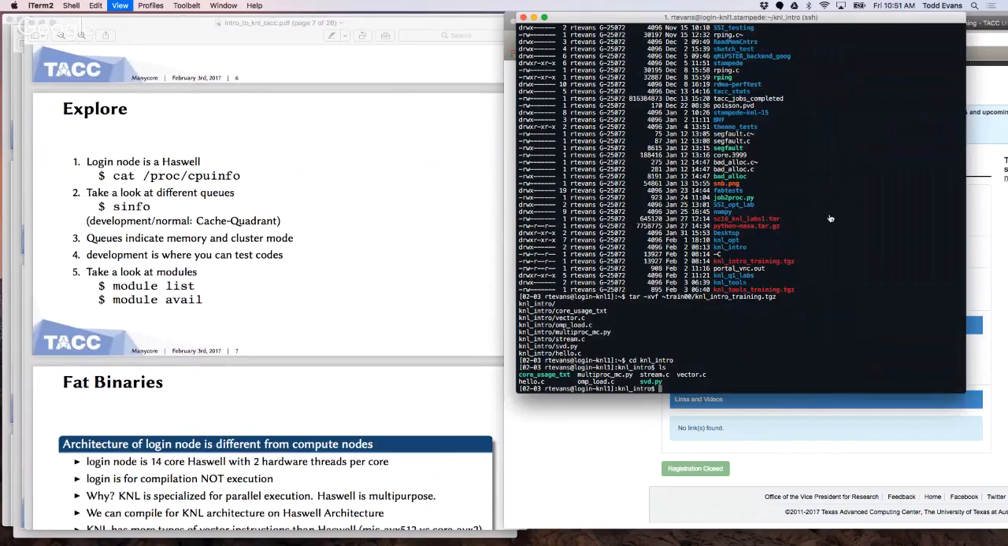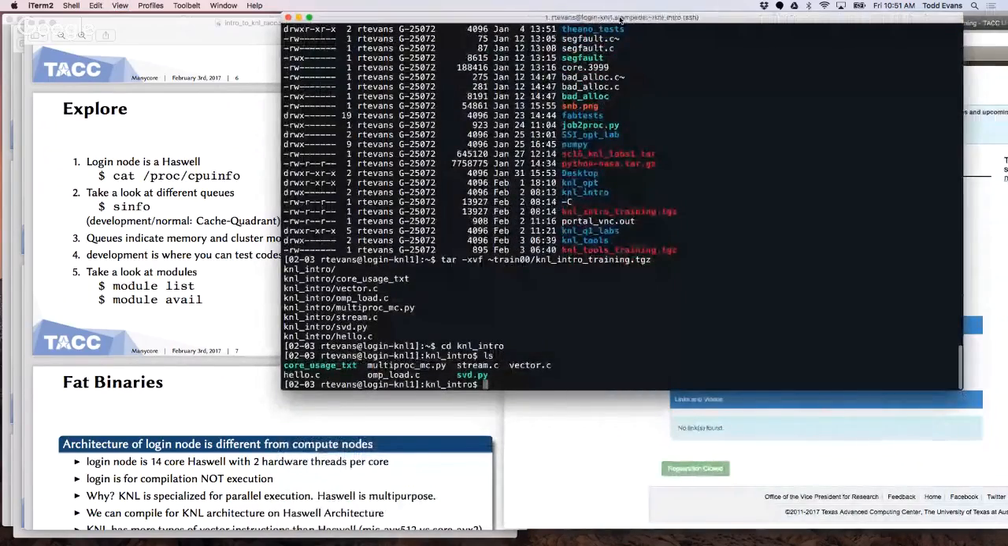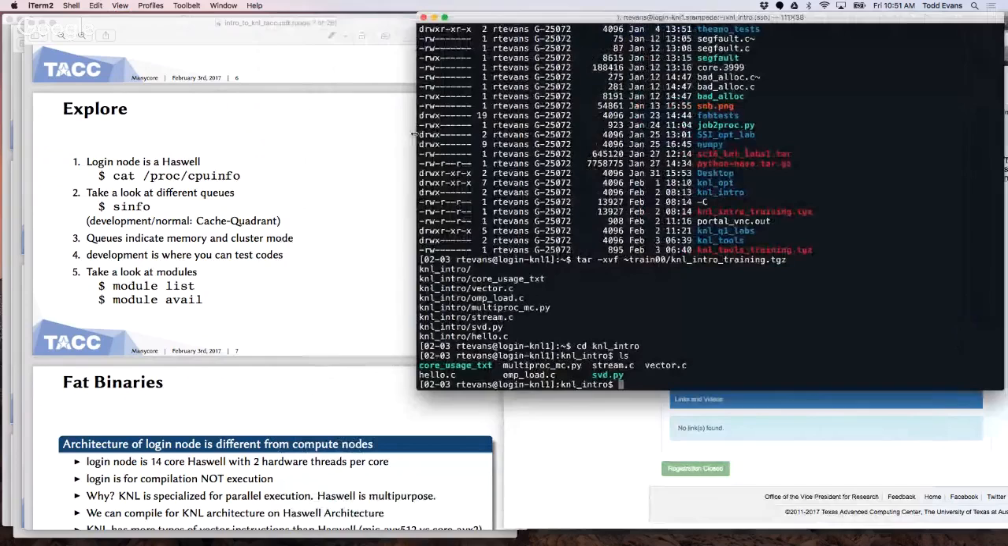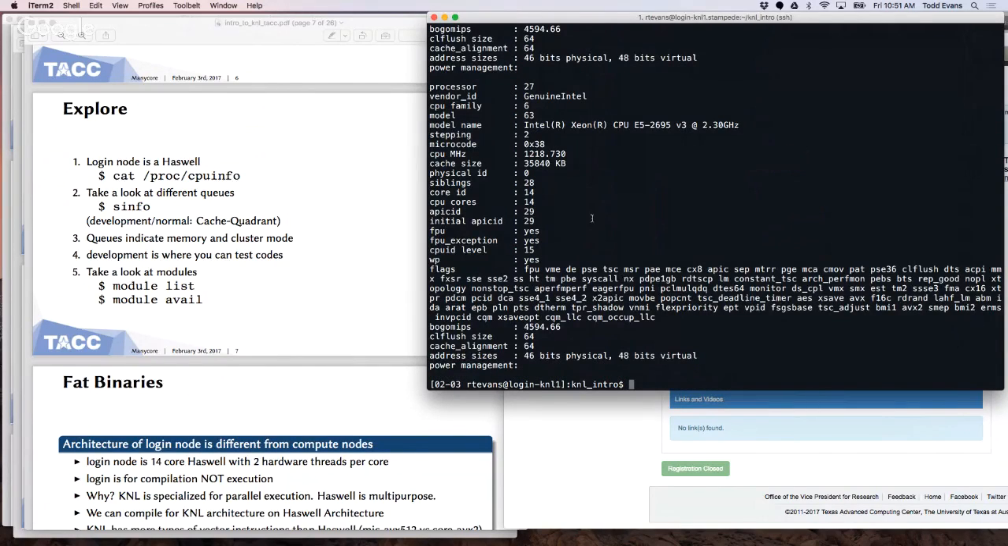Okay, so let me make this bigger actually. When I log in to the login node, like I said before, I'm on a Haswell processor. And one way that you can view this is cat, which just dumps out the contents of a file. I can just dump out the CPU info. What you'll see over here is there's 27 different processors. So I know that I am not on a KNL, which should show 272, right? If you know enough about how these things are labeled, this V3 here indicates a Haswell processor.